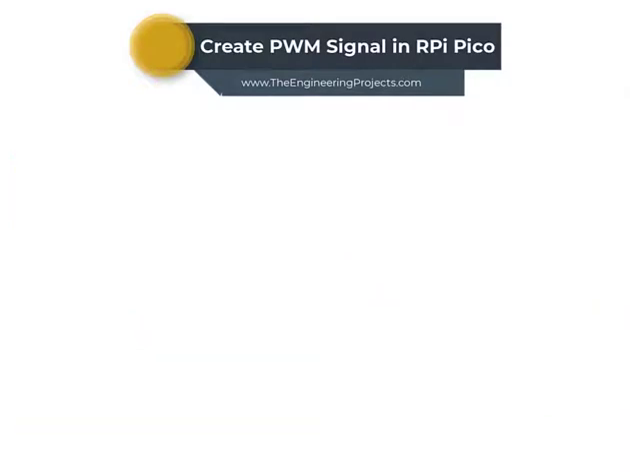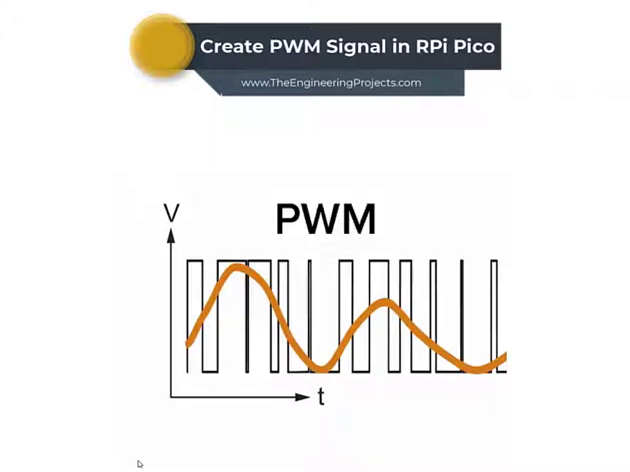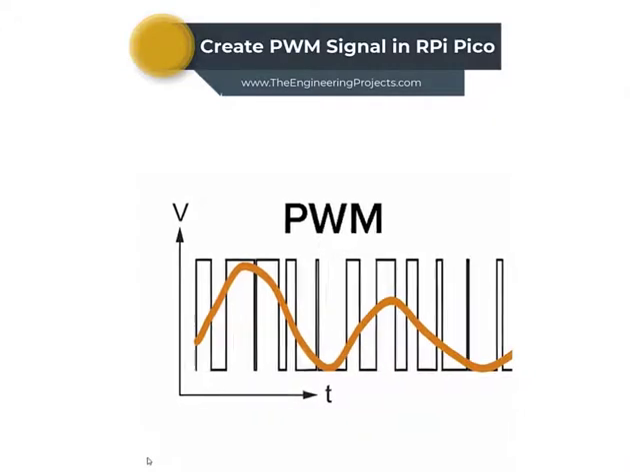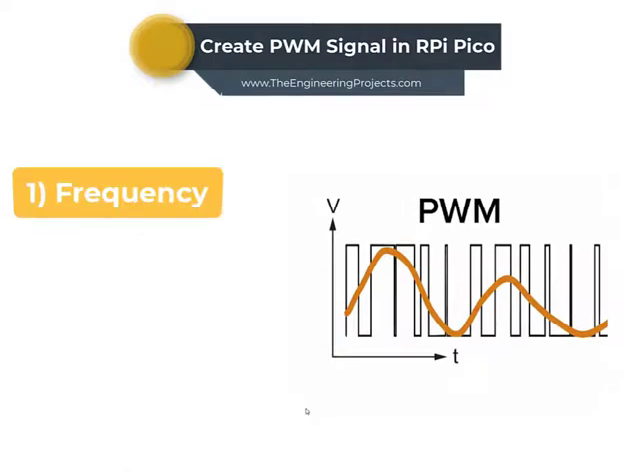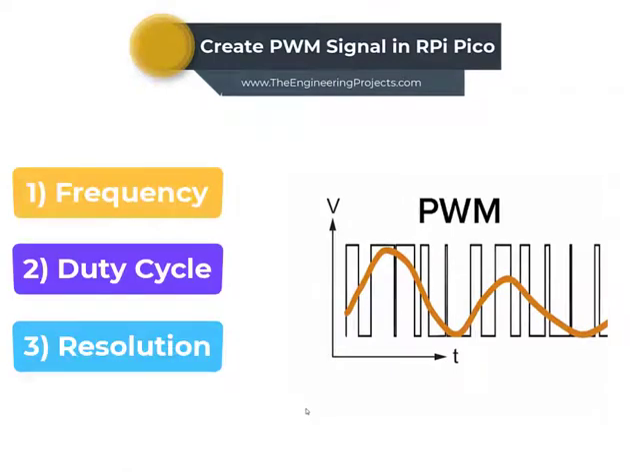Now, before moving towards the programming part, let's first understand the concept of pulse width modulation. PWM, or pulse width modulation, is a technique used to control the power delivered to a load or a peripheral device without causing any power losses, by pulsating the DC current and varying the on time of the digital output pulse. The behavior of a PWM signal depends upon three factors, that is the frequency, duty cycle and resolution.